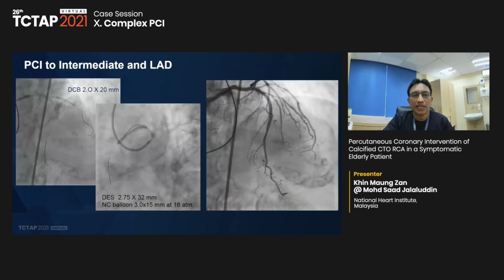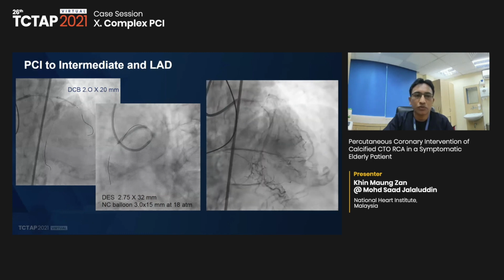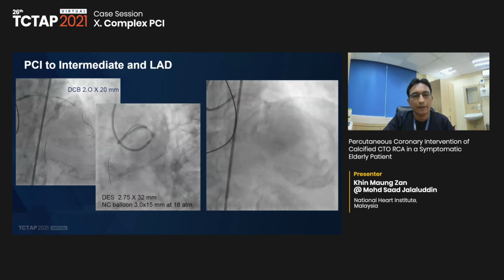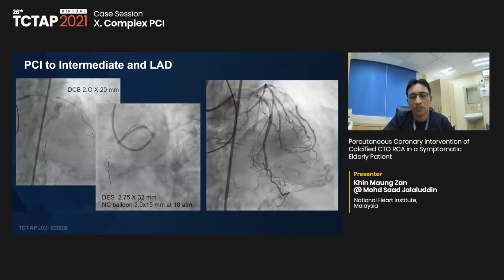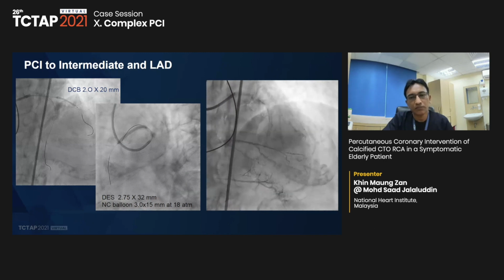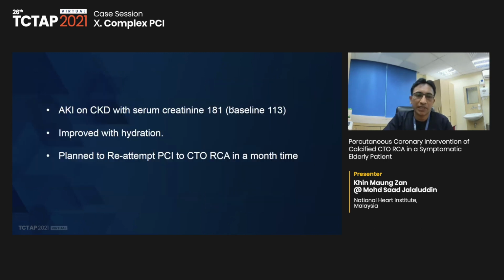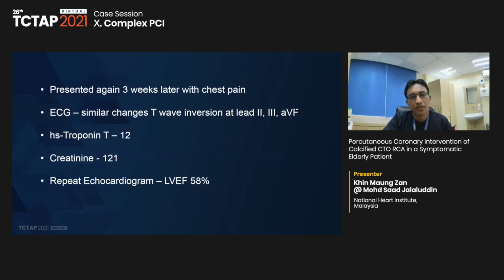So we did a PCI to the intermediate with a DEB 2.0/20 at 6 atmospheres, and we did a PCI to LAD with a DES 2.75/32. This patient developed acute kidney injury post-procedure, which however improved with hydration. We planned for PCI to CTO later.